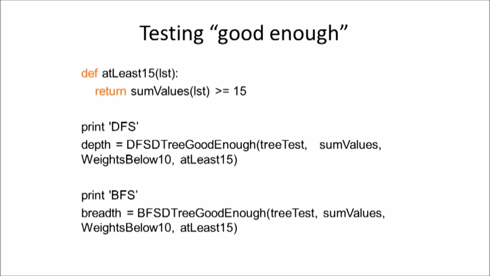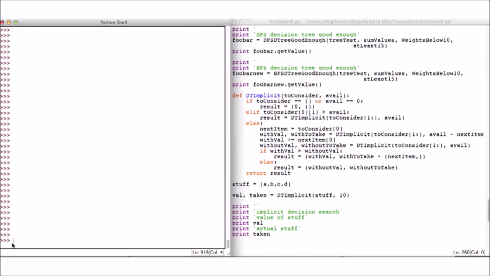So I'm going to create a little function called at least 15, which simply says if the sum of the values in the list is at least 15, I'm done. And let's look at what happens if we were going to call this. I've got an example code here. Let me actually run it.